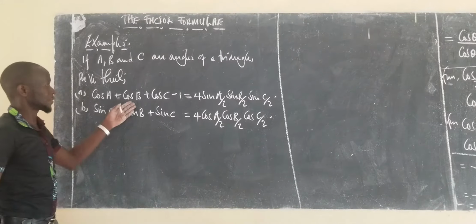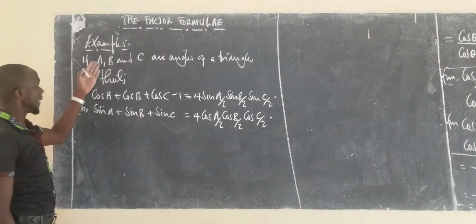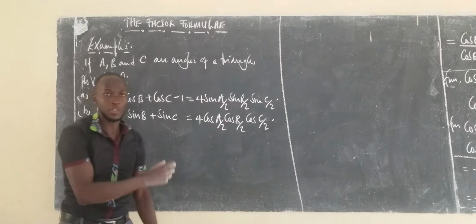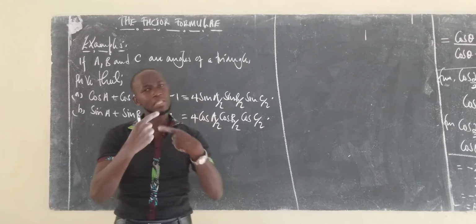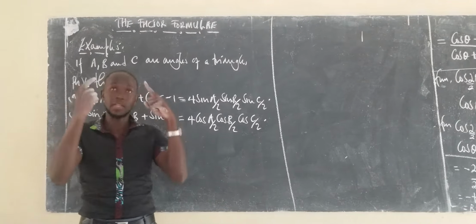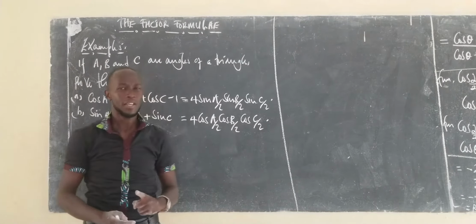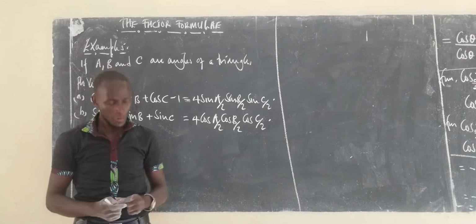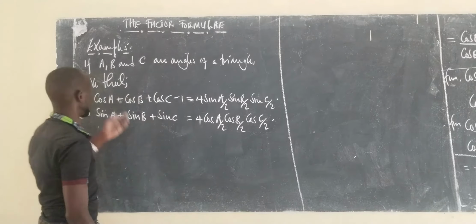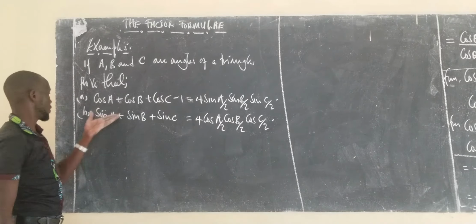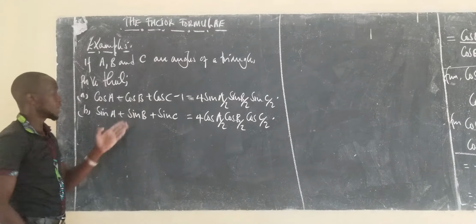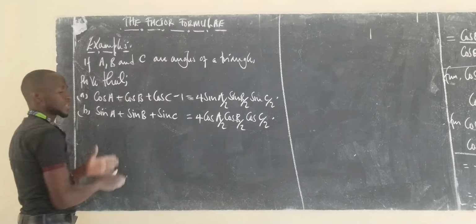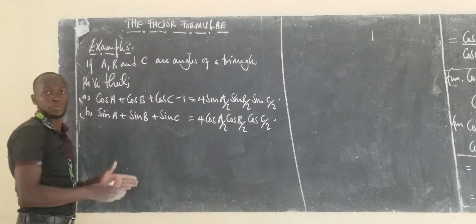When you look at such a question, someone says if A, B, and C are angles of a triangle, in telling you these are angles of a triangle, this person is testing you. Are you aware that the angle sum of a triangle is 180 degrees? If that one has come into your mind, now look at the expressions they are giving you. Sine, sine, sine. Cosine, cosine, cosine. So it is an addition of two sines. An addition of two cosines.